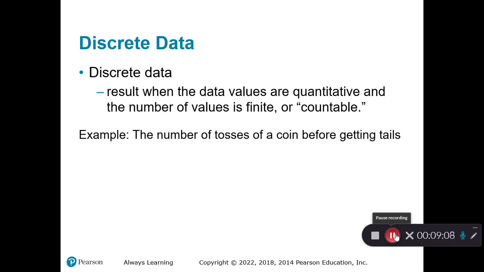Here's another example of discrete data. Discrete data are countable, and as I said earlier, it doesn't have to consist of whole numbers necessarily. My previous example of shoe size certainly included half sizes. The key here is that from one possible value to the next, there is a jump, there is a gap. Here, the example is the number of tosses of a coin before getting tails. Clearly, that is a count. You can only take on whole number values, so that clearly would be discrete.